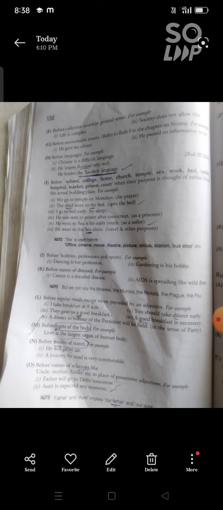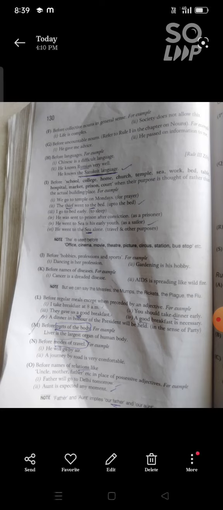Okay, next, before regular meals, except when preceded by an adjective, we don't use any articles. Before breakfast, lunch, dinner, we don't use any articles except when preceded by an adjective. If any adjective is used before these words, definitely we use the article.